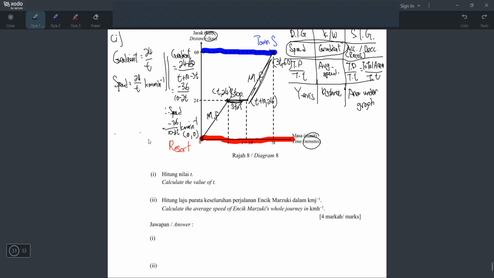So can I write here? So I put an arrow here, and then I write here. Okay, so what will it become? 24 over t. Okay, this is already in kilometer per minute. Then equals negative 36 over 10 minus 2t. Like that. Okay, how do you want to do this?